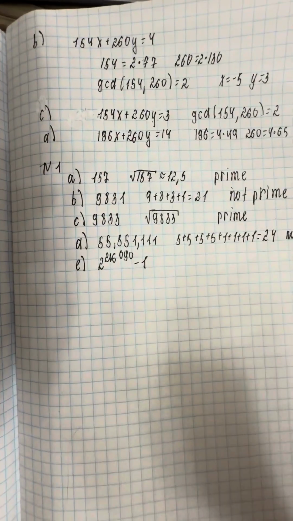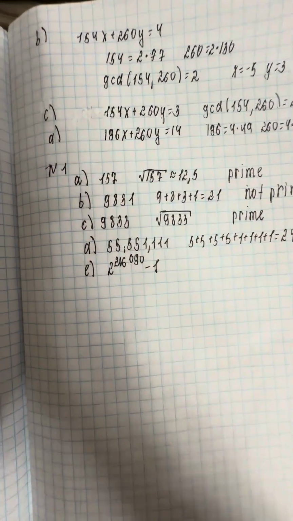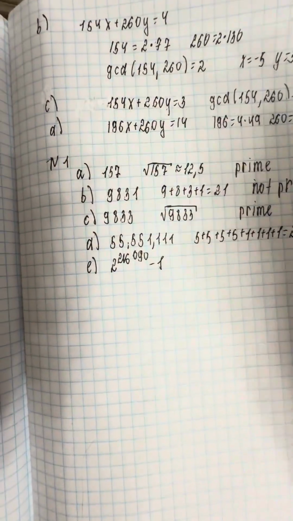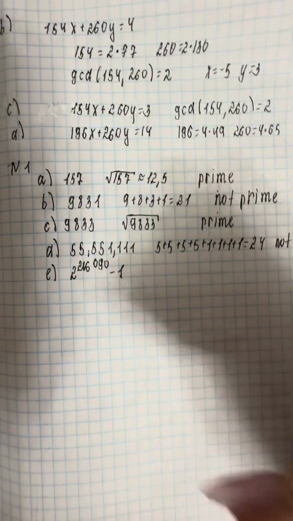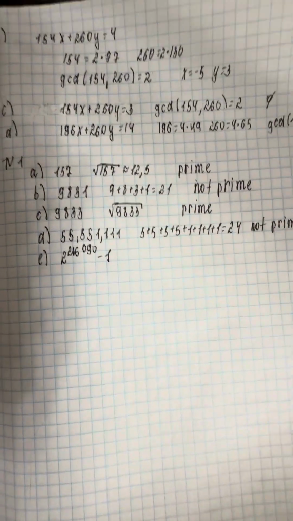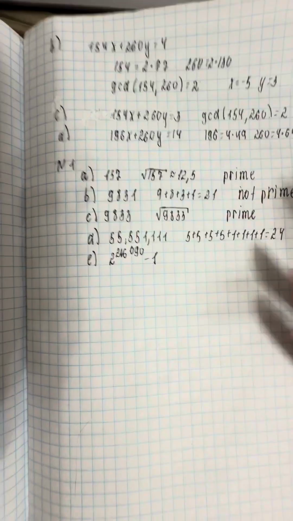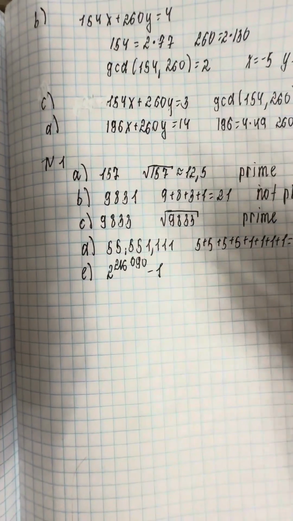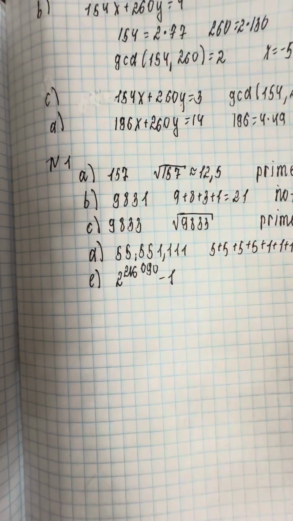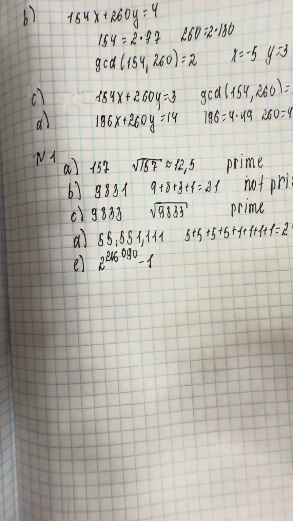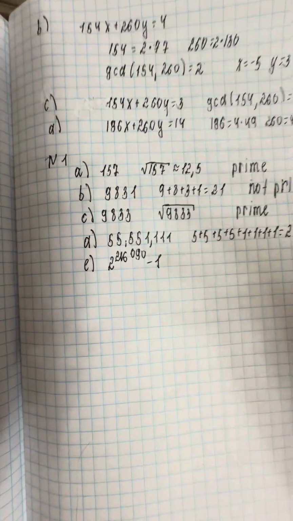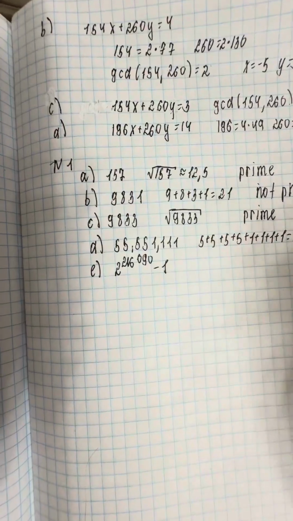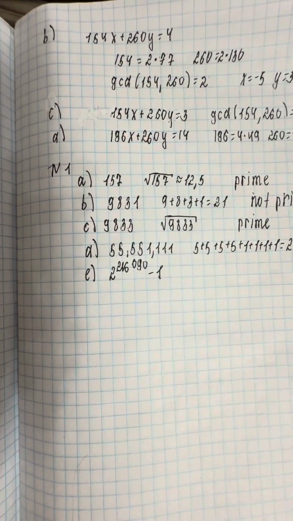Next problem, section 3, number 1, and we need to find whether a number is prime or not prime. A prime number is a natural number greater than 1 that has exactly 2 positive divisors, 1 and itself. To determine whether a number is prime, we check whether it can be divided by any integer greater than 1 and less than or equal to its square root.